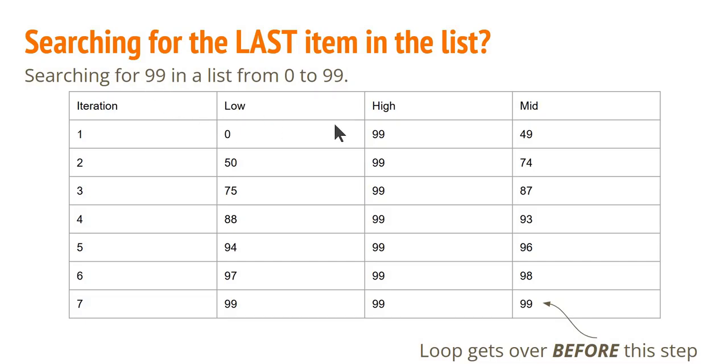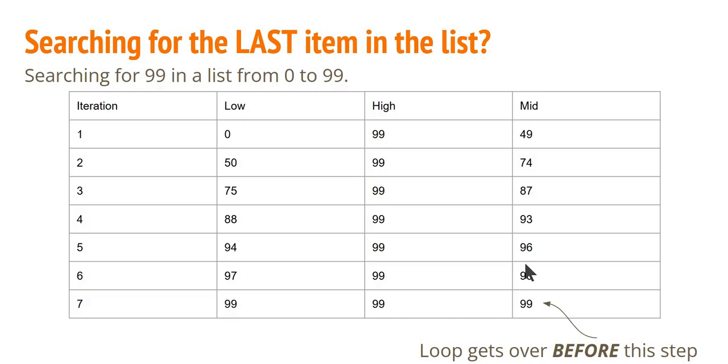So I start with 0, 99, mid is 49. Notice I'm doing low is mid plus 1, so that's 50. Then I go to 75, I go to 88, I go to 94, I go to 96. Now start from this point onward. It's 97, 99, 98. Remember, I'm looking for 99.